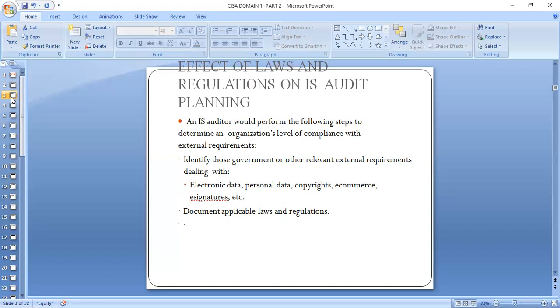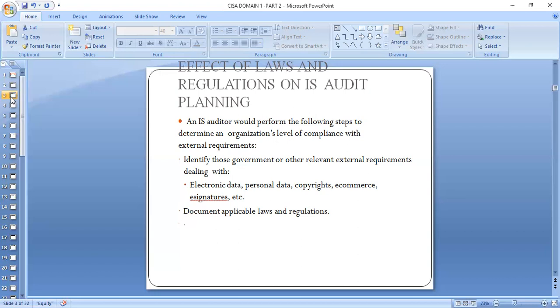If there are other relevant laws, for example, in Nigeria, for the banking industry we have the CBN, Central Bank of Nigeria, and for the telecommunications industry we have the NCC. So you need to check the internal documentation, policies, standards and procedures in the organization to see whether they actually reflect the requirements of those external laws and regulations. Then, if the content is okay, what about the implementation?